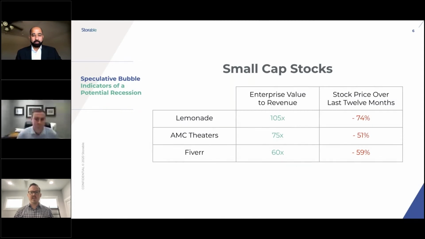In addition to that, there's the speculative bubble. This is just a snapshot of how we look at it, but you've seen the broader stock market in a lot of ways has really been suffering over the last 6 months. There's been what we would call a bubble in the sense that there were a lot of small cap stocks, Lemonade, AMC, and Fiverr, the three that I've captured here, where their enterprise value to revenue multiple was 60, 75, and 105. For context, we would normally expect that to be somewhere between a 6 and a 10x.